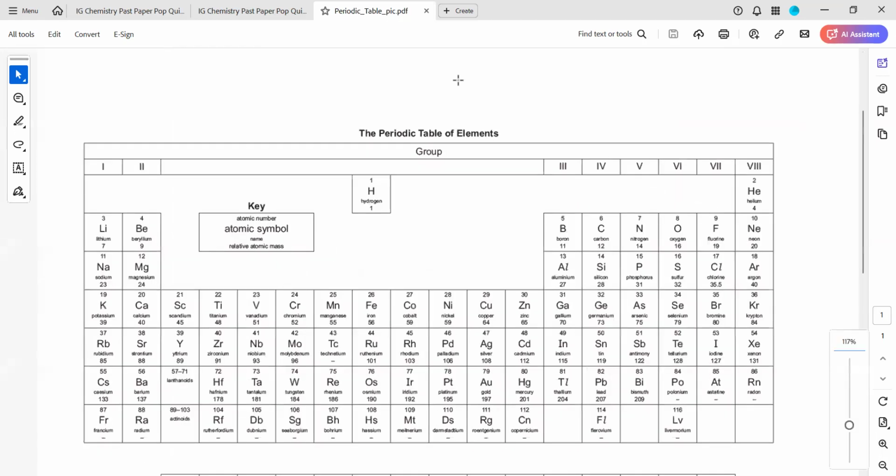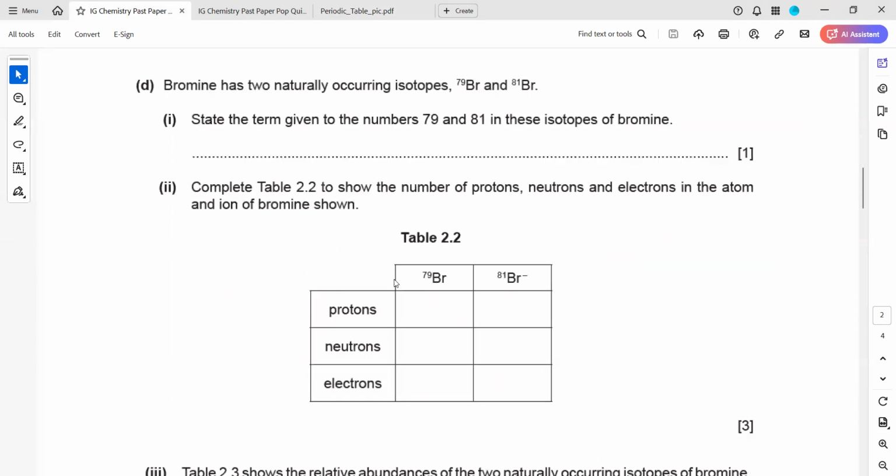So when we check bromine here, what is the proton number of bromine? Bromine is 35. The proton number will be the same for both of these isotopes. So this will be 35 for bromine 79 and 35 for bromine 81. How to work out the neutrons? You have to take the difference. 79 minus 35, what will be the answer? 44. And 81 minus 35, 46.